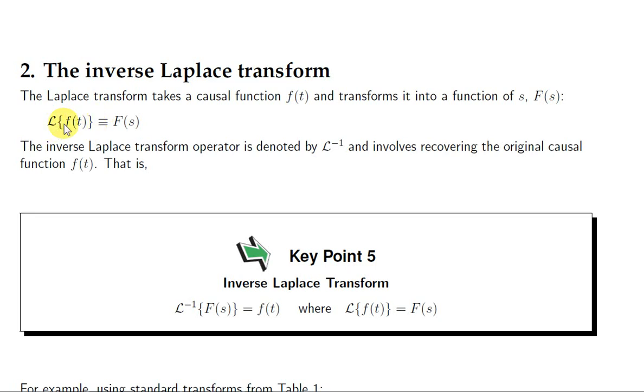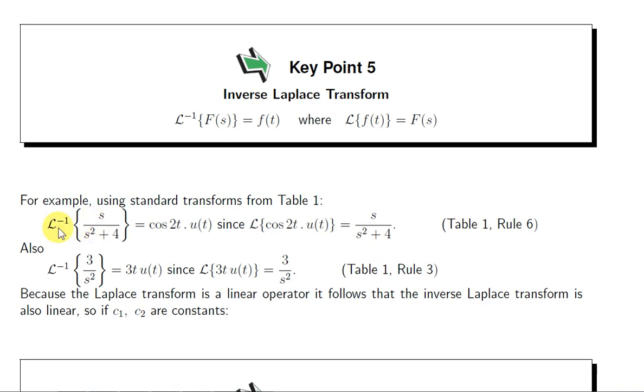The notation for the Laplace transform is L of little f of t gives us big F of s. If we want to go the other way, we have to get L inverse of big F of s. That will give us little f of t. Let's take an example. Suppose we want L inverse of s over s squared plus 4.